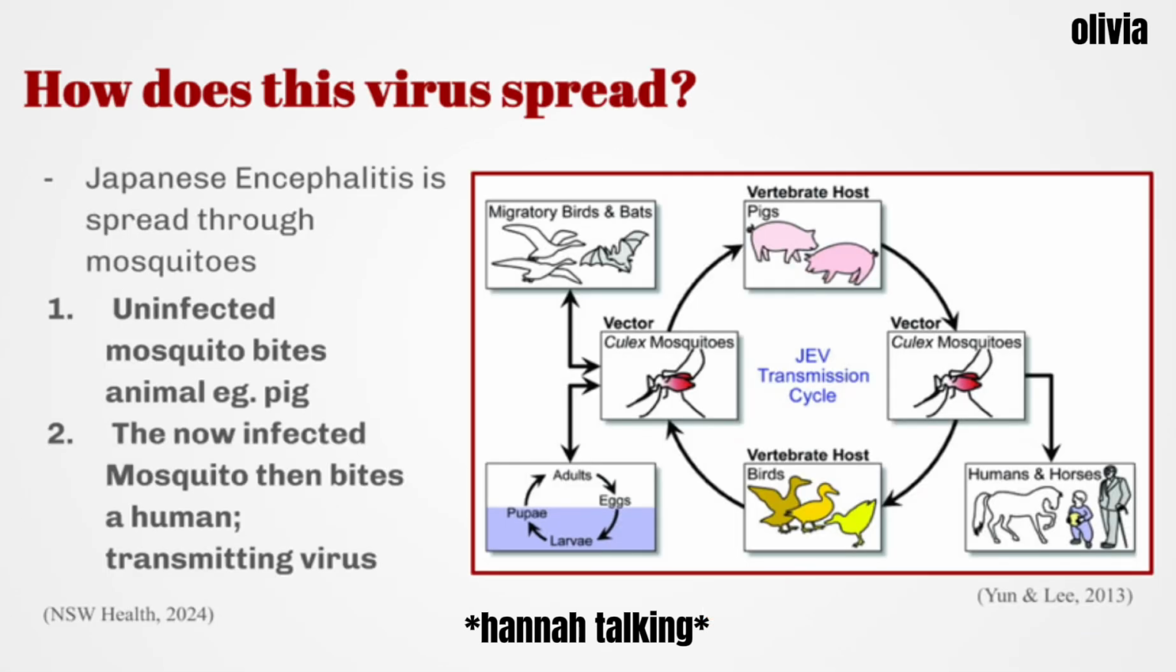How does this virus spread? Well, Japanese encephalitis is spread through mosquitoes. First, an uninfected mosquito that does not have the virus will then contain the virus after being infected by a pig or an animal of such. The now infected mosquito will then bite a human and transmit the virus onto the human.